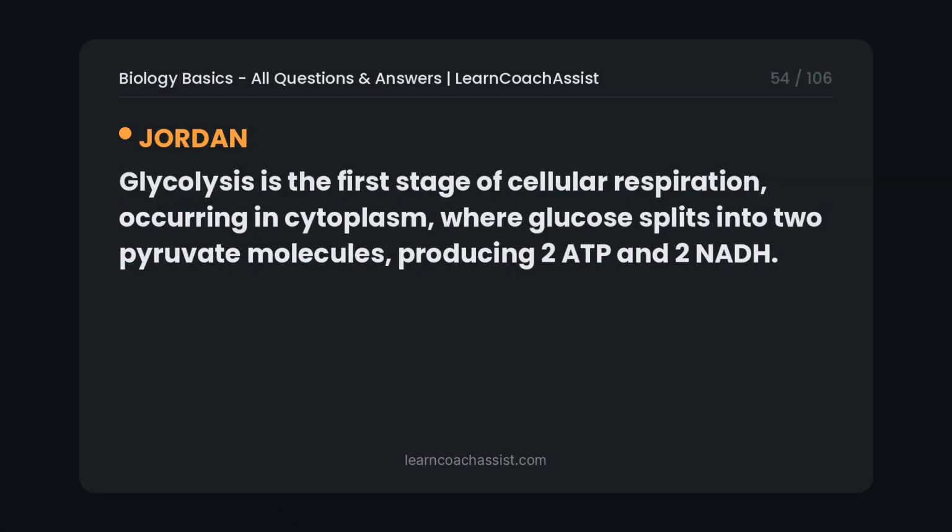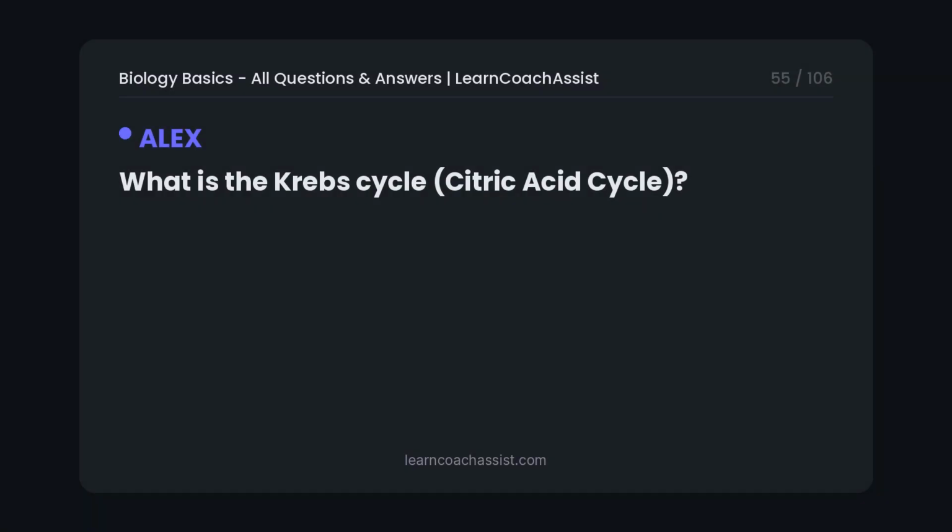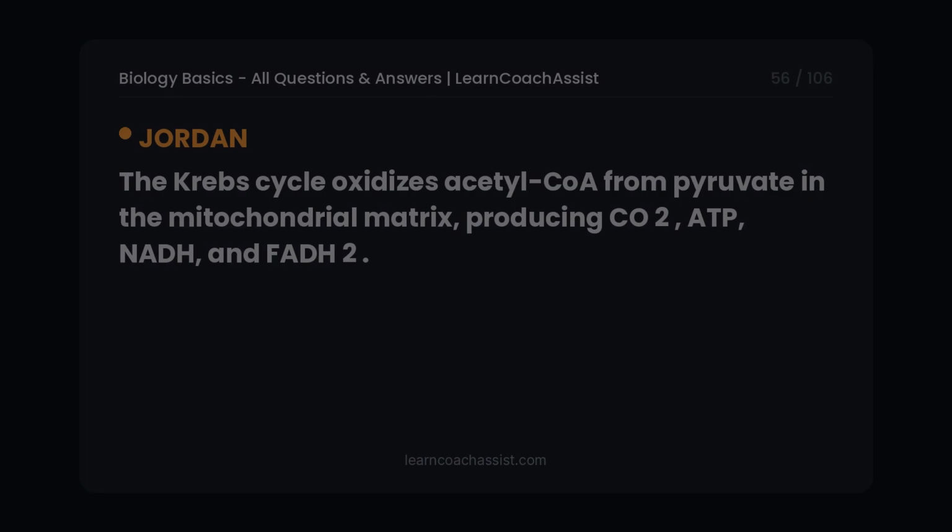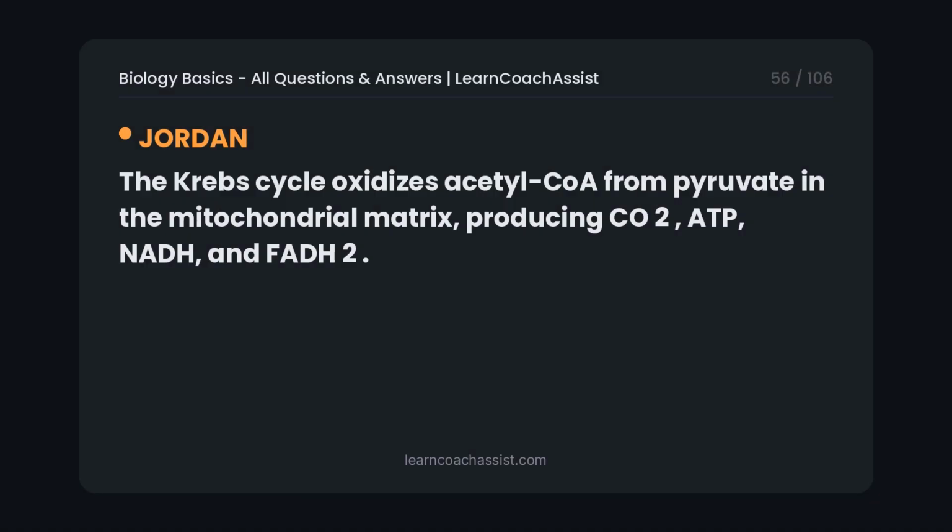Glycolysis is the first stage of cellular respiration, occurring in the cytoplasm, where glucose splits into two pyruvate molecules, producing 2 ATP and 2 NADH. What is the Krebs cycle, the citric acid cycle? The Krebs cycle oxidizes acetyl-CoA from pyruvate in the mitochondrial matrix, producing CO2, ATP, NADH, and FADH2.